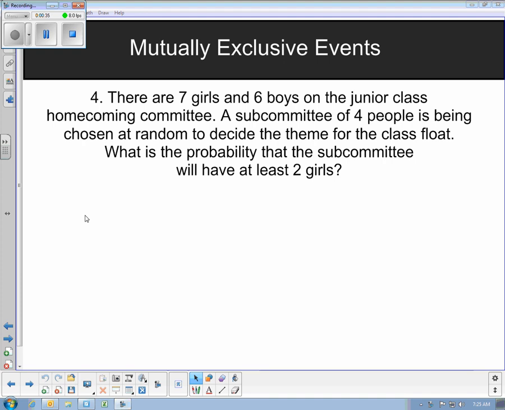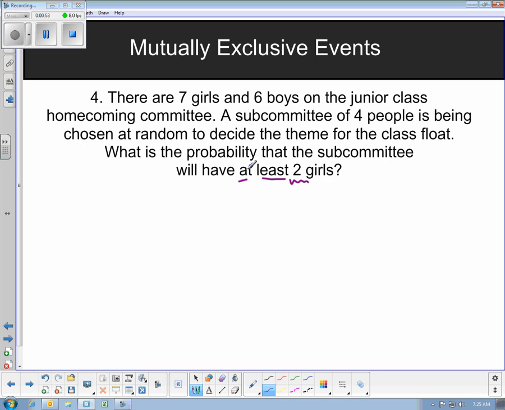There are 7 girls and 6 boys on the junior class homecoming committee. A subcommittee of 4 people is being chosen at random to decide the theme for the class float. What is the probability that the subcommittee will have at least 2 girls? So we're picking more than one thing. We want 2 girls, at least.